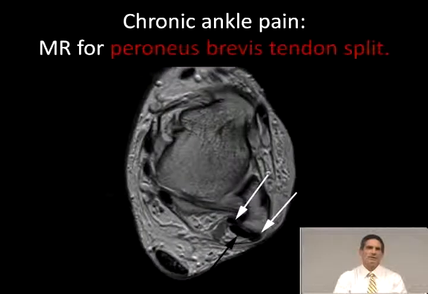And finally, peroneus tendon split, as seen here on the cross-sectional image, with the white arrow showing the abnormally splayed portions of the peroneus brevis and the peroneus longus anteriorly translated up against the posterior aspect of the fibula in this patient with a chronic peroneus tendon split.